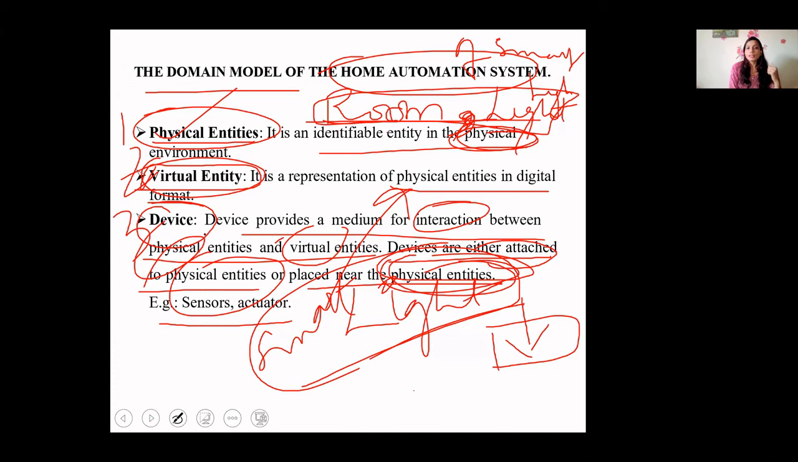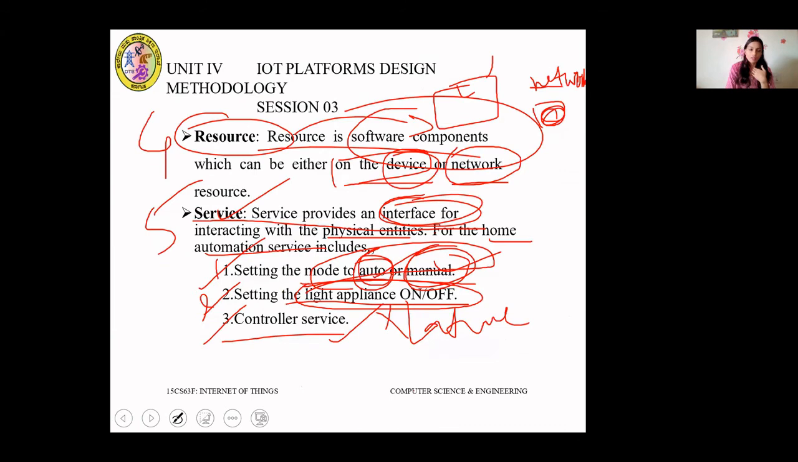Physical entities were room and light. So in virtual also we have a virtual entity corresponding to this physical entity, room and light in the example. Devices will help you interact between physical entity and virtual entity. So you can have either a device attached to the physical entity or placed near the physical entity. In this example, we use sensor and actuator. Then resources are software components which can be either on device or network. And last one was services, which provide the interface for interacting with the physical entity.